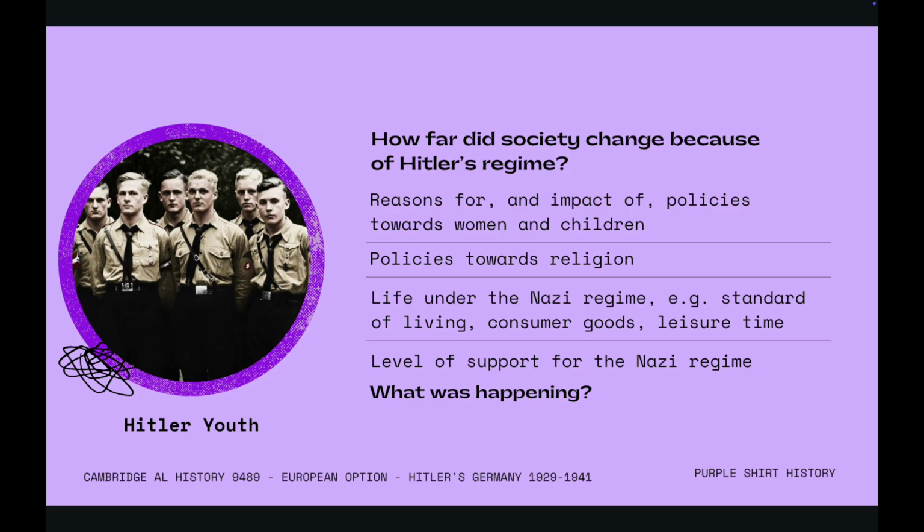Reasons for and impact of policies towards women and children. The first thing you need to do with any questions that deal with society is separate ethnic Germans from minorities. So policies are meant to affect both groups. They're supposed to affect ethnic Germans positively and minorities negatively. Policies towards women, if you're a German woman, you're supposed to have a whole bunch of kids. The more the merrier, right? You get a gold cross if you have 8 or more kids, I believe the number was.